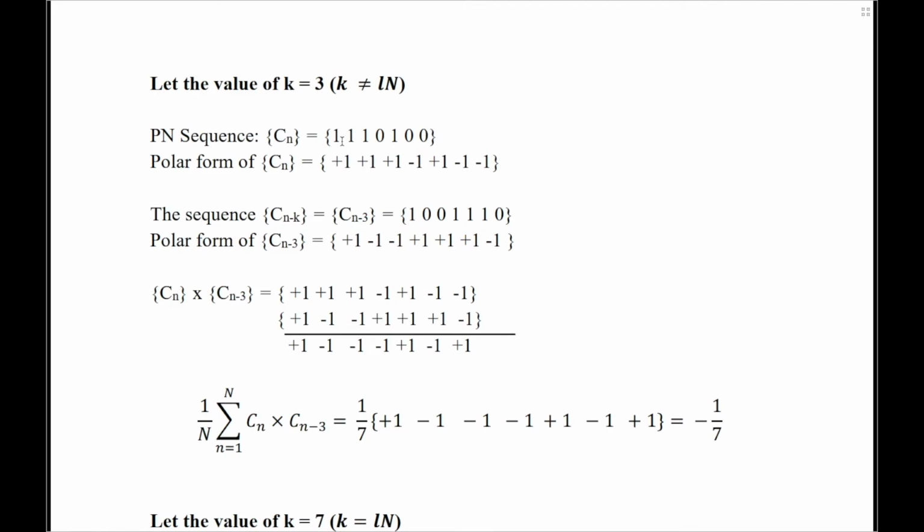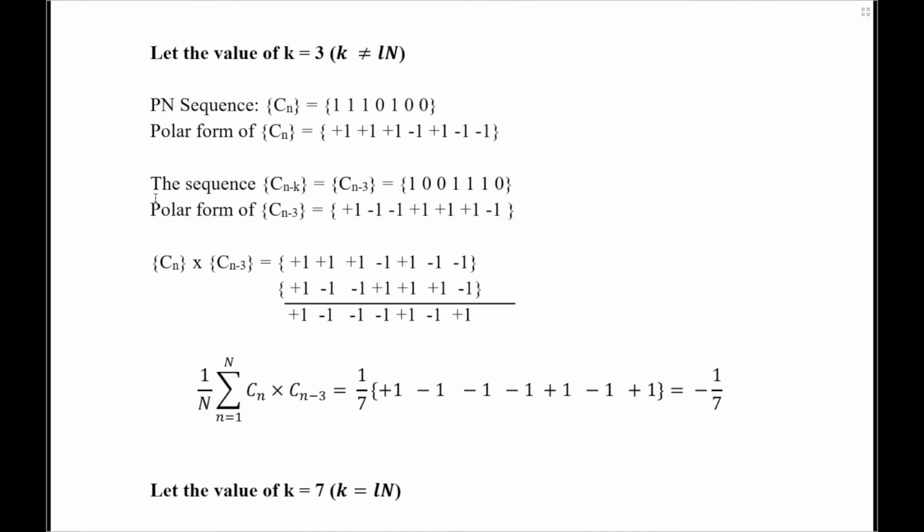That is, symbol 1 is to be represented by +1, symbol 0 is to be represented by -1. So, in the next line I will write the polar form of Cn, where wherever there is symbol 1 you write +1 and wherever there is symbol 0 you write -1.